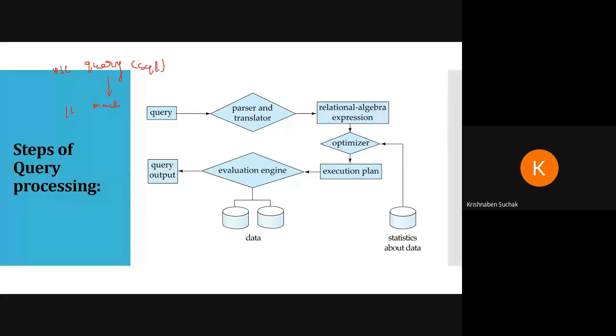So what relational algebra expression will do, it will give you the best query. Okay, it will give you few queries. Relational algebra expression, it will give you few queries, then it will go to optimizer. First of all, what is the meaning of optimizer?